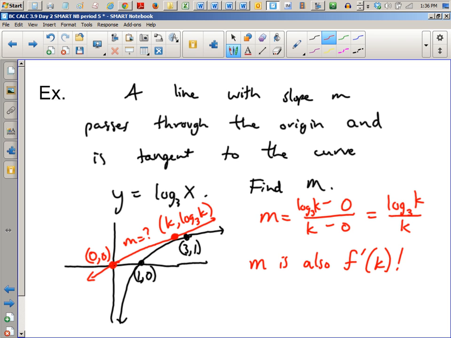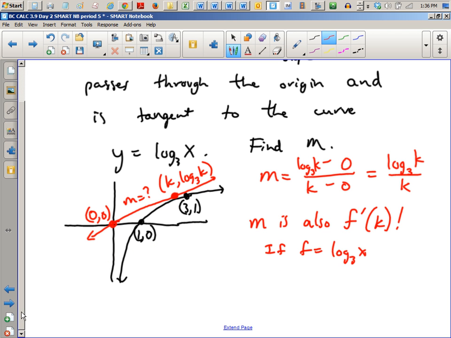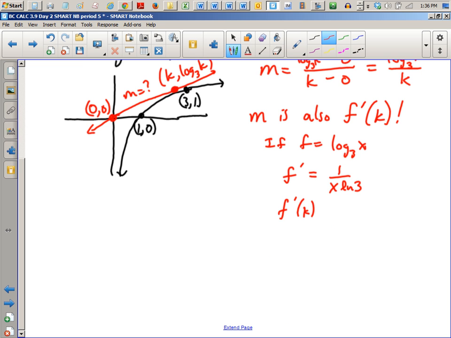All right. So if f is log base 3 of x, then the derivative is going to be 1 over x ln 3, and the derivative at k is going to be specifically 1 over k ln 3. See?